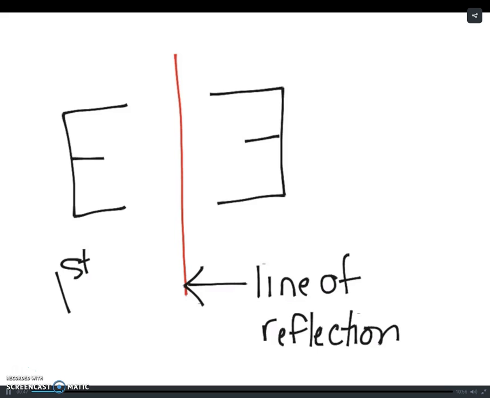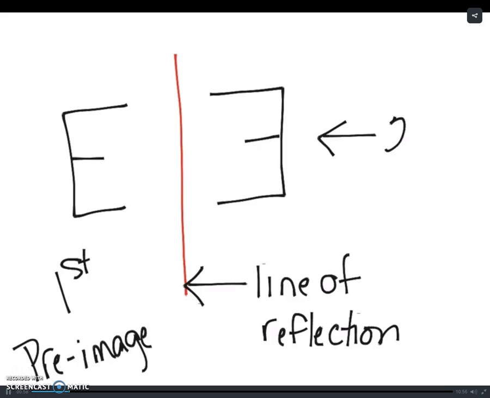Okay. Your first image is called the pre-image. The second image here, what looks like a backwards E, is called just the image. So pre-image comes first. Remember that prefix pre means before. And then the second one is the image.